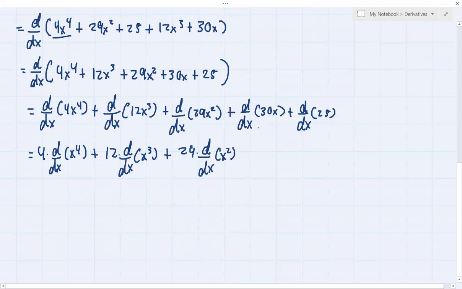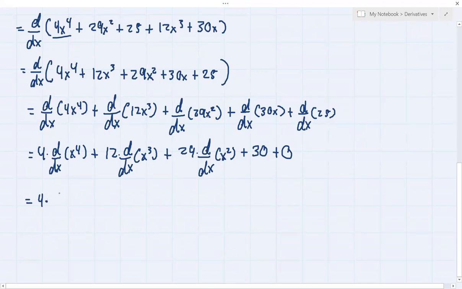Okay? Dito sa fourth term, madali lang. Derivative ng 30x ay si 30 mismo. And last but not the least, derivative ng 25, which is a constant term. So this is 0. Now let's differentiate continuously.